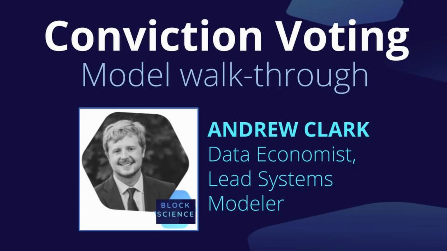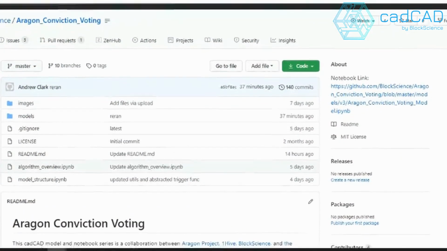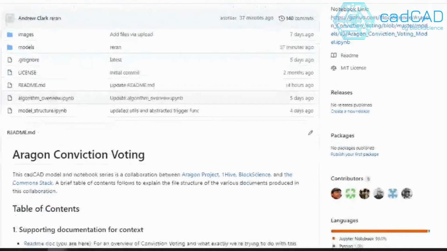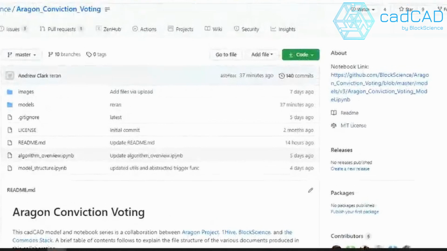This is Andrew Clark, data economist at Block.Science and also the lead system modeler on the conviction voting model. And I'm Jeff Emmett. Here's the Aragon conviction voting repo. You are more than welcome to dig through and see everything that's going on behind the scenes here.